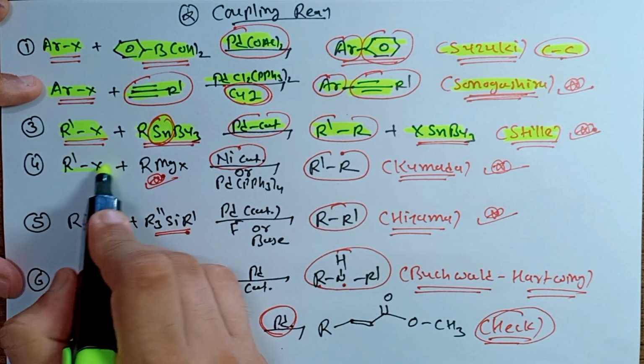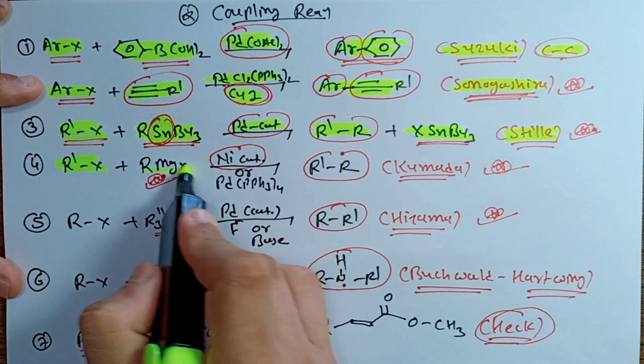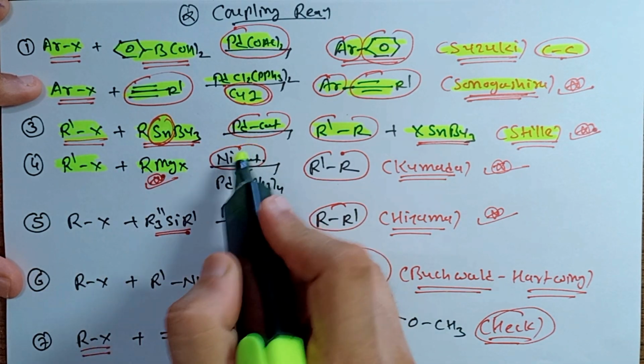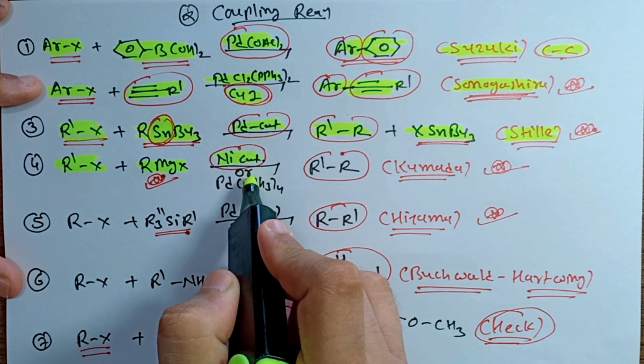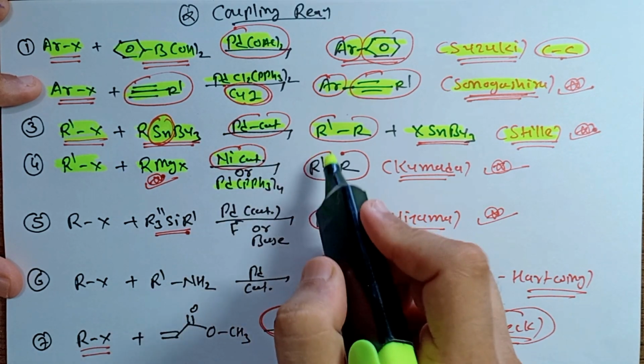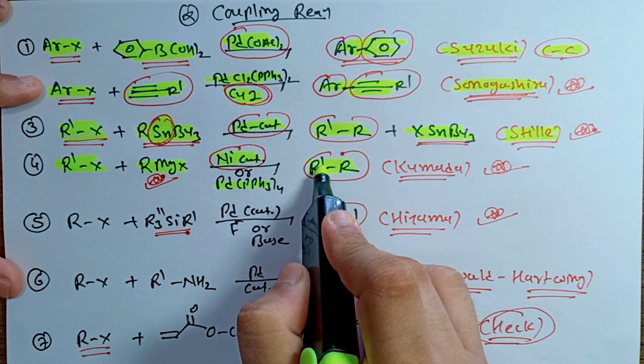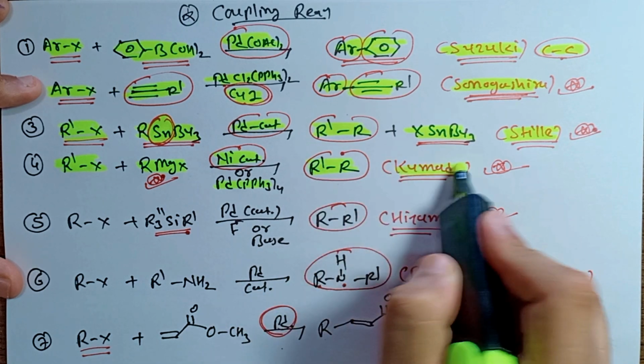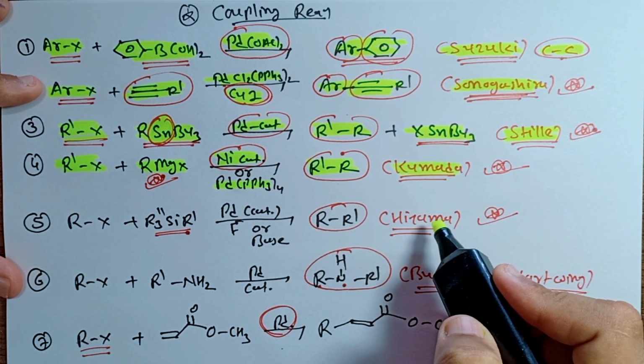Now if we have an R-X molecule treated with a Grignard reagent in the presence of a nickel catalyst, or we can say a palladium catalyst, it will form the R-Ar product. This type of reaction is known as the Kumada coupling reaction.